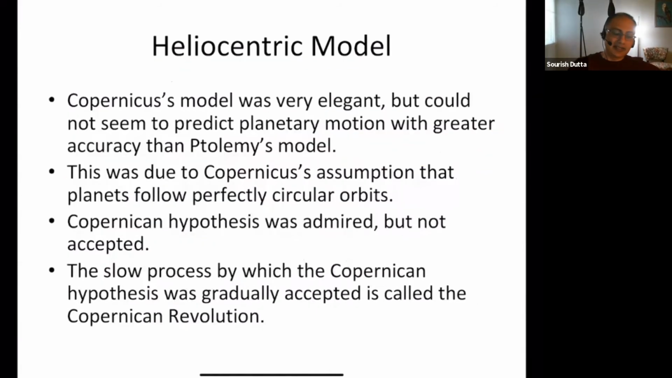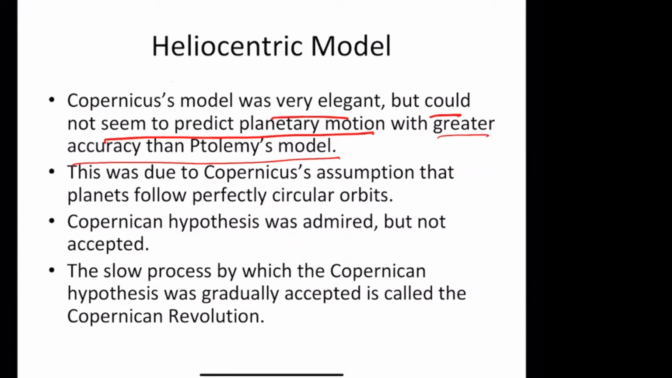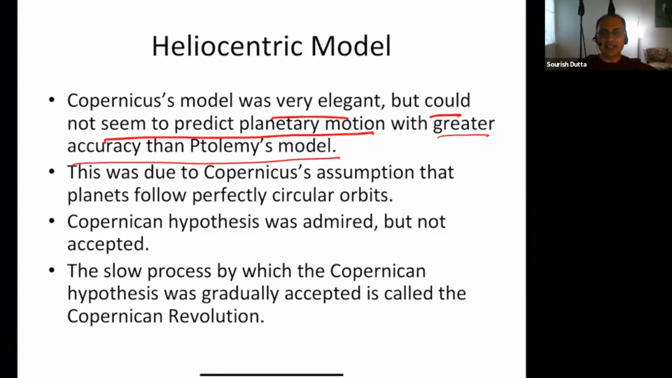All right. Now, Copernicus's model was very elegant, but as I said, it could not seem to predict planetary motion with greater accuracy than Ptolemy's model. And Ashley, can you tell me why that is the case? We just talked about that, but I just want to make sure that that's clear. It's something I often ask on exams. So what I'm understanding is that Copernicus's model was elegant, but because he could only see in circles, it wasn't able to show anything different. That's exactly right.